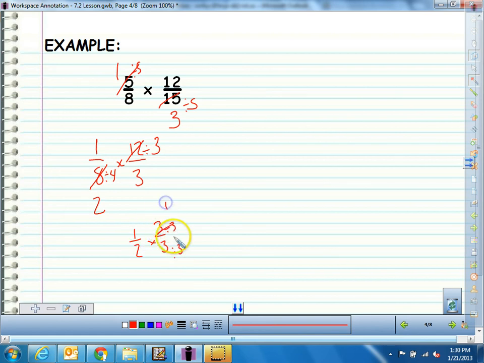I'm going to replace that with a 1, replace that with a 1. So now I have 1/2 times 1 over 1. 1 times 1 is 1. 2 times 1 is 2. 1/2 is my answer. I did all of my reducing ahead of time when my numbers were small, rather than having to take 5 times 12 and getting a large number and 8 times 15 and getting a large number. You can do it when they're still small and maybe the connections are easier to see.